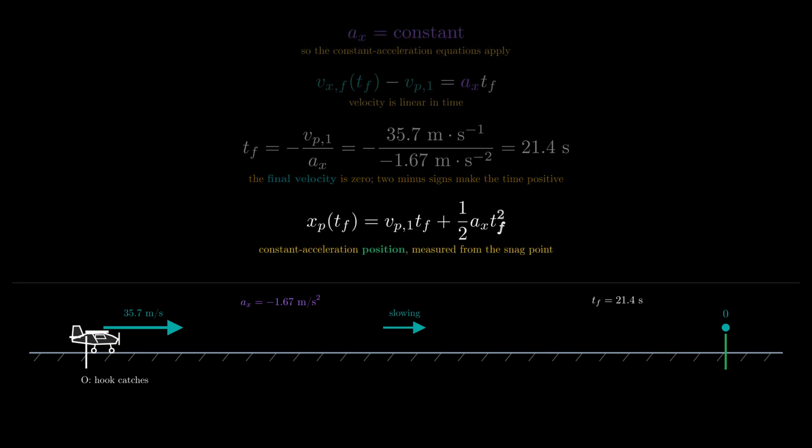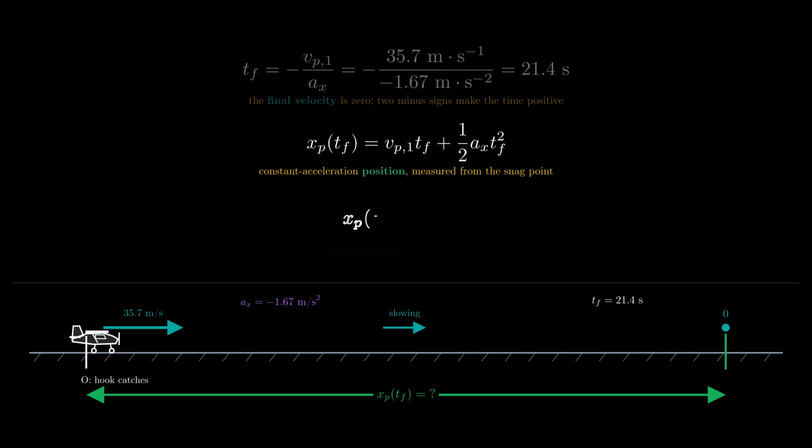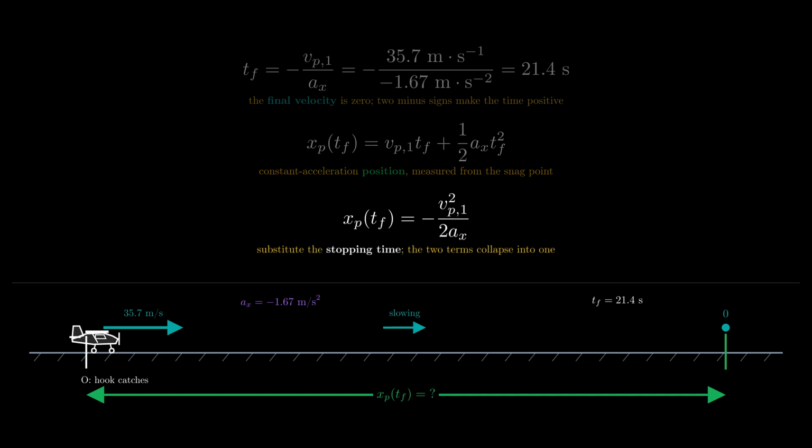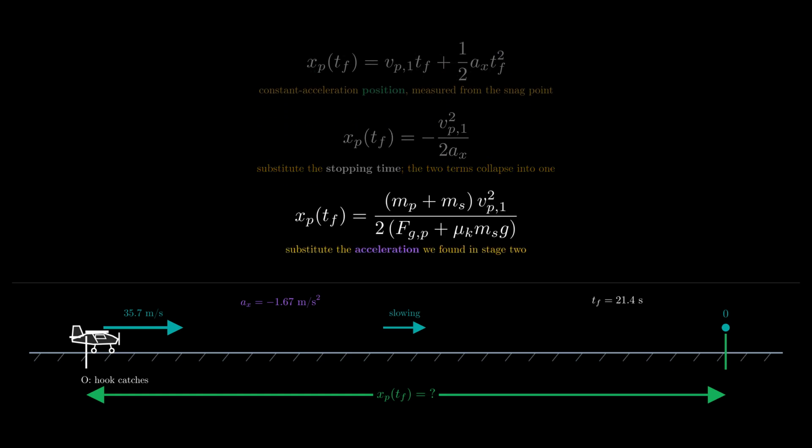Position next. The displacement is the post-snag speed times the stopping time, plus 1/2 the acceleration times the stopping time squared. Substitute the stopping time into both terms and they collapse into a single expression. Minus 1/2 of the post-snag speed squared divided by the acceleration. Now substitute the acceleration we found. The stopping distance is 1/2 the combined mass times the post-snag speed squared, divided by the sum of the braking force and the friction force.